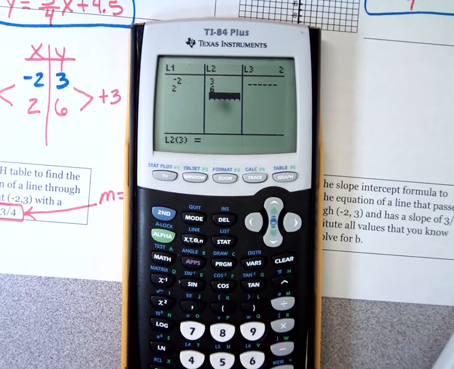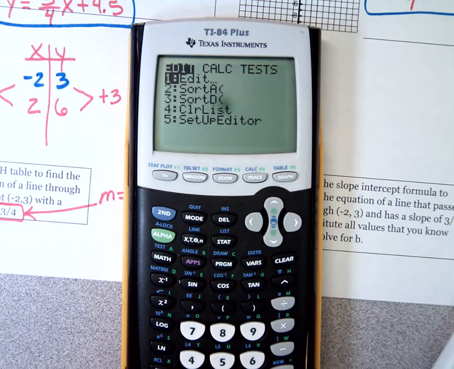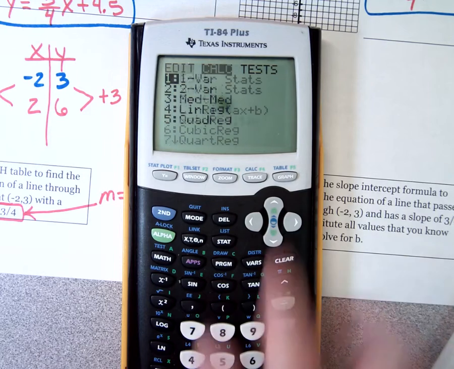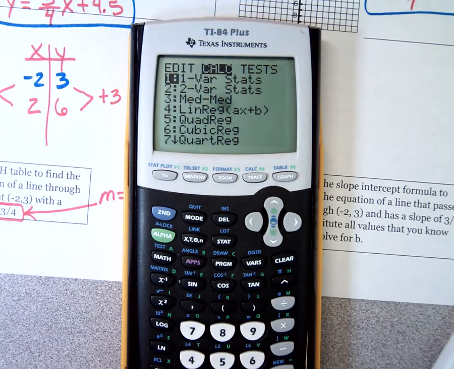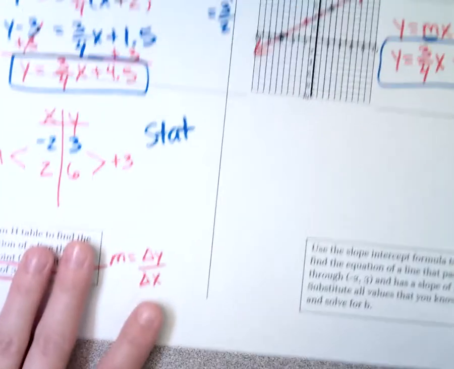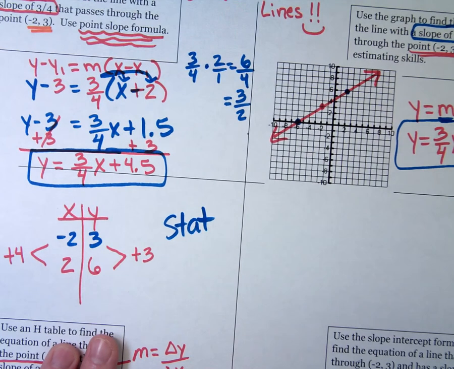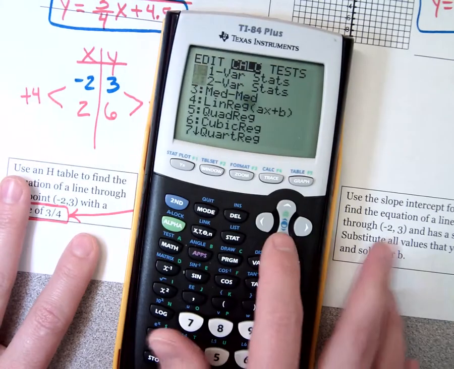Now what? Stat. Stat again. Then what? I don't have to count. Go to calculate. It's linear. The reason it's linear is because this is the same problem as all these others, and see how they're all linear? So it's linear, so I want number 4.